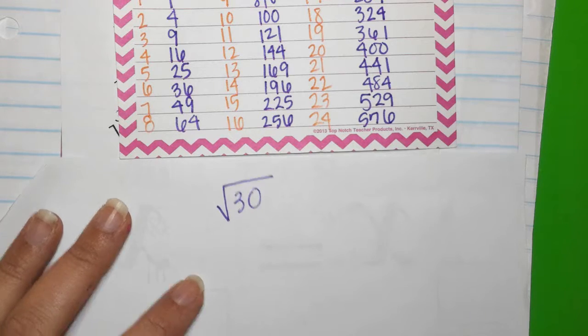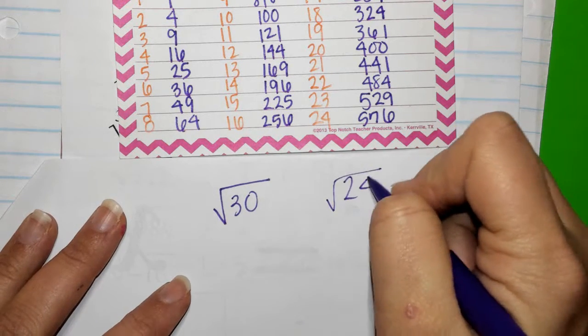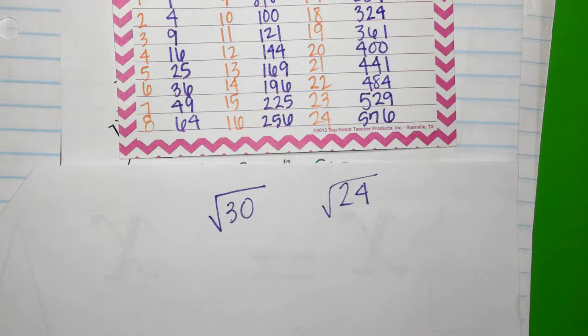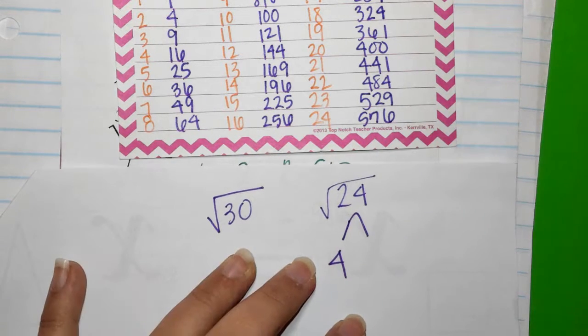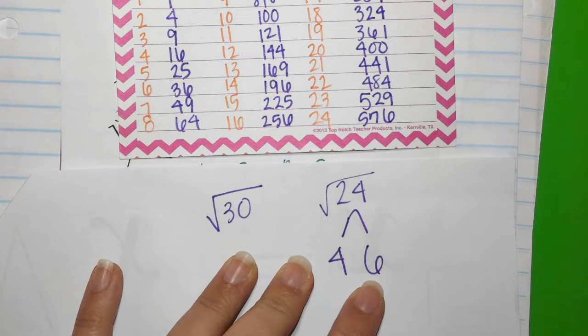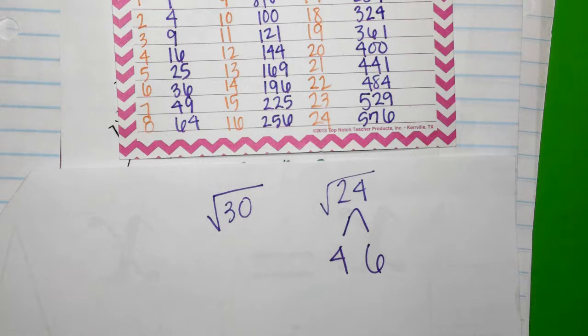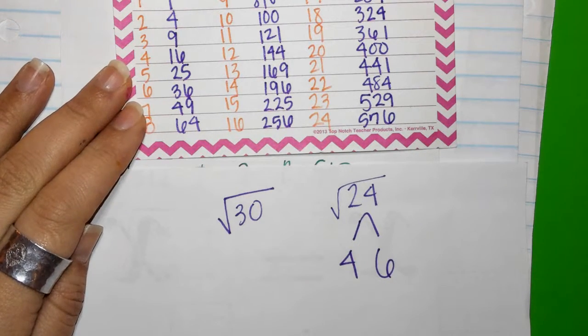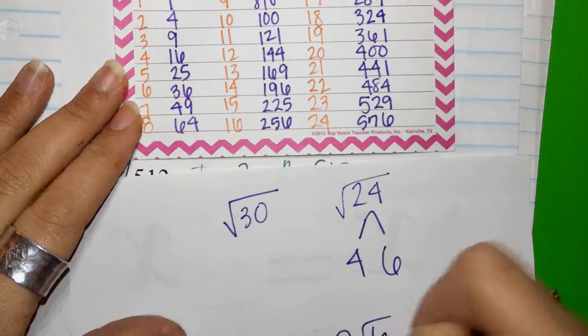No, nothing goes into 30. Alright, what about 24? What perfect square goes into 24? Does 4 go into 24? Yeah. Okay. So 4 times what gives you 24? 6. Is there a perfect square that goes into 6? Perfect squares are the purple numbers. Is there a purple number that goes into 6? No. So it would be 2 root 6.